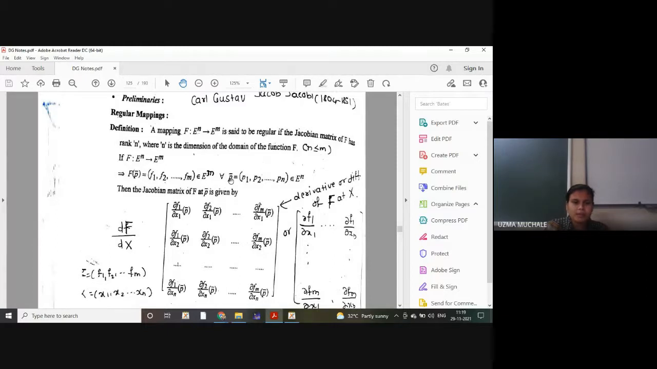For regular mapping, I hope you know this from the paper of real analysis. In the third or fourth chapter we have studied what a mapping is and how the inverse mapping is defined, right? So F, a mapping from En to Em, is said to be regular if the Jacobian matrix of F has rank n, where n is the dimension of the domain of your function. Now here we must know firstly what is the need of defining the Jacobian matrix. Does anyone know what the need to define the Jacobian is?